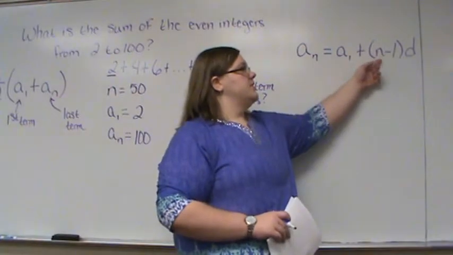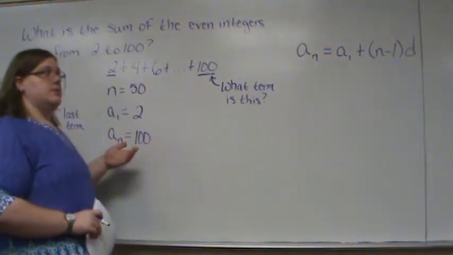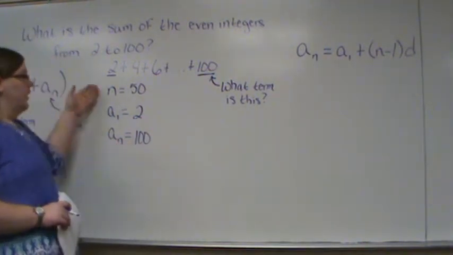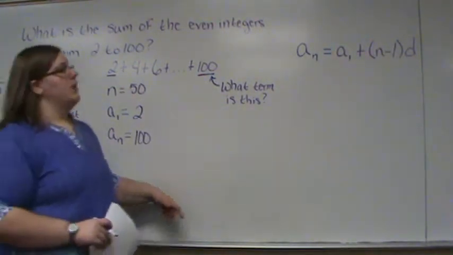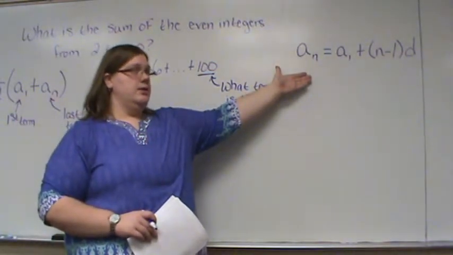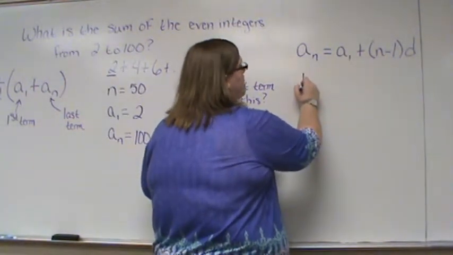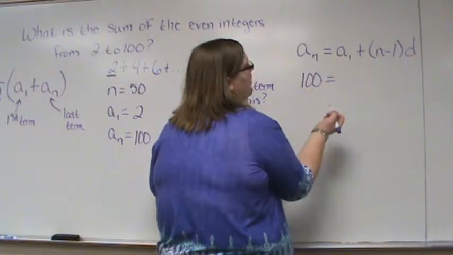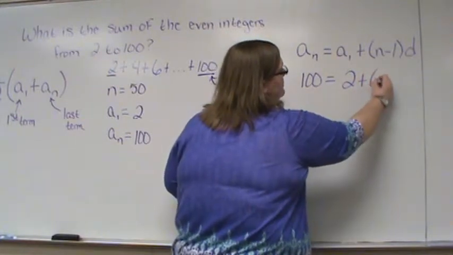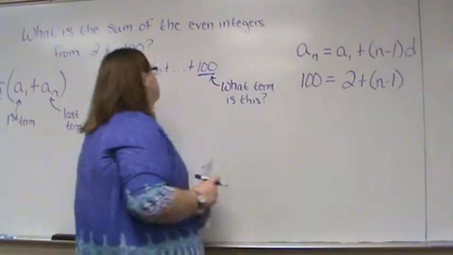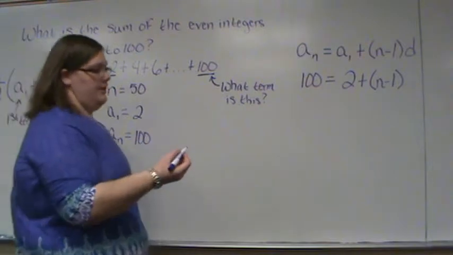So can we use this equation to solve for this n for this series? We already know what a1 is, and we know what our a sub n is. So can't we plug that stuff into this explicit formula? They represent exactly the same things. So what's our a sub n? 100. What's our a1 value? 2. We're solving for n. And then what's our d value? 2, because we're adding 2 each time. That's the pattern.